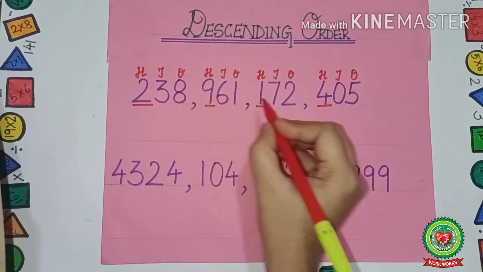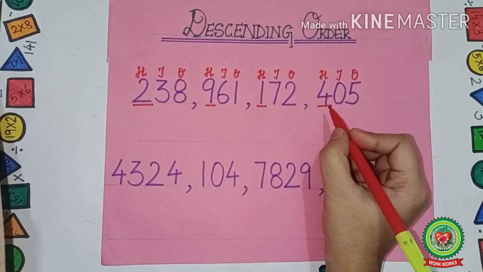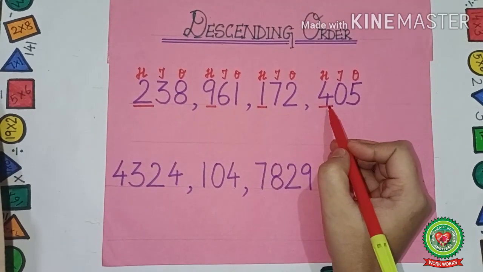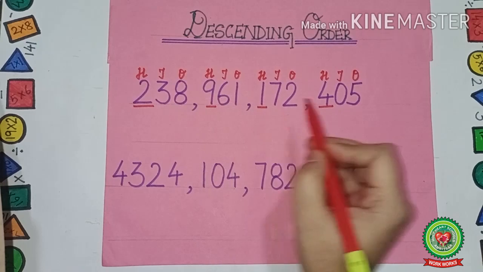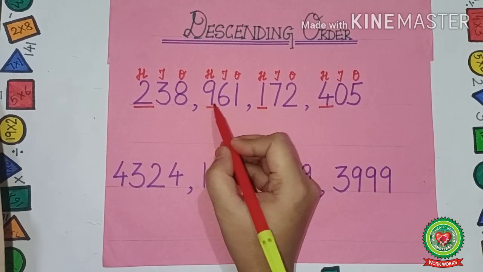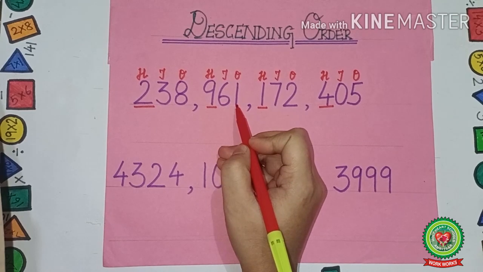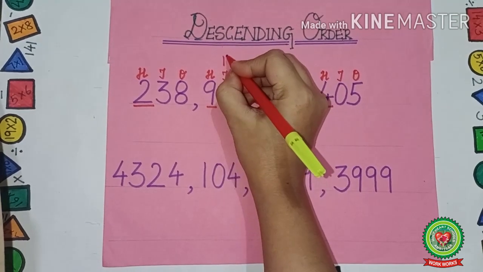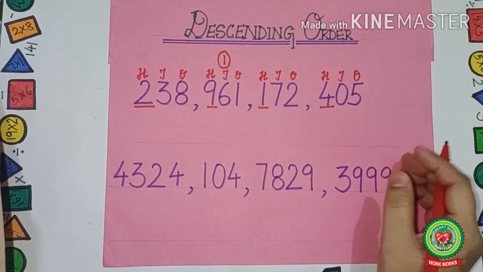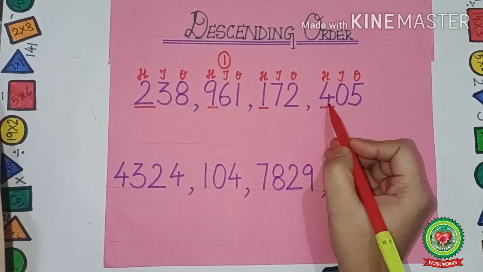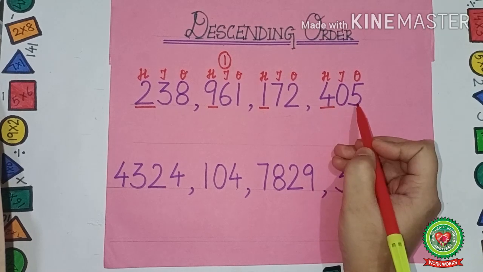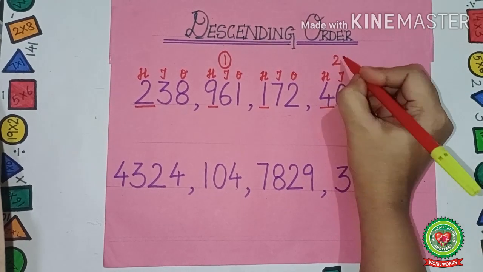Now we have underlined the first digit. Now we will compare the first digit first. Now 2, 9, 1, 4. Among all these digits, which is the biggest one? 9 is the biggest one. So 961 will be the first one in the descending order. So we will write over here number 1. Now see 2, 1, 4. Which is the biggest one? 4. That means this 405 will be the second in the descending order.